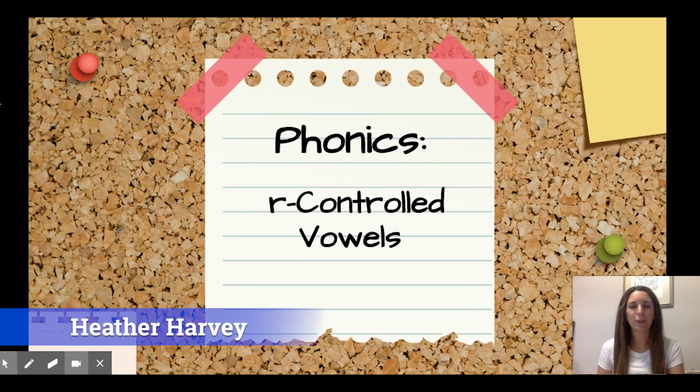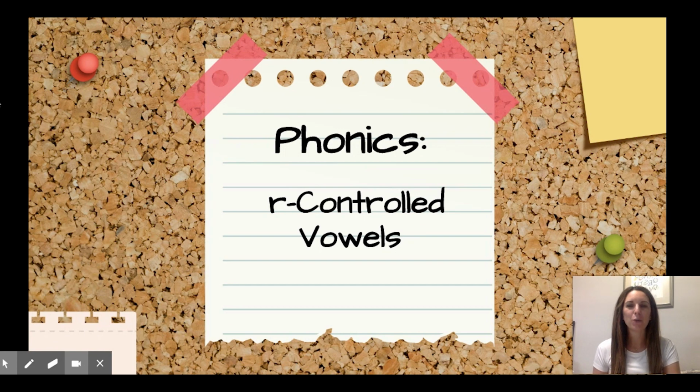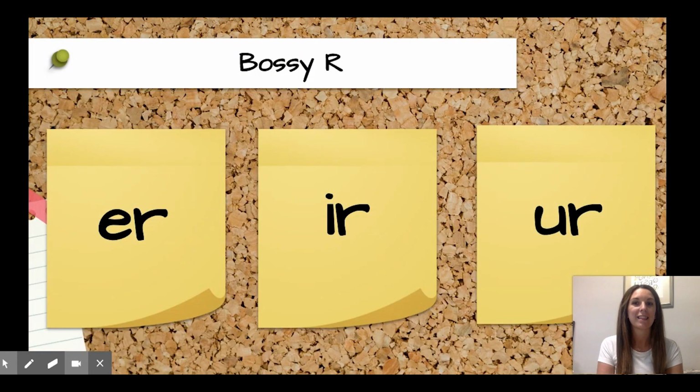Today in phonics, we're going to talk about R controlled vowels. An R controlled syllable, or bossy R, is a vowel or a pair of vowels that's followed by the letter R. The R slightly changes the sound of the vowel so that it sounds neither short nor long. Let me introduce you to the three Rs. Each of these patterns have the same sound, R.